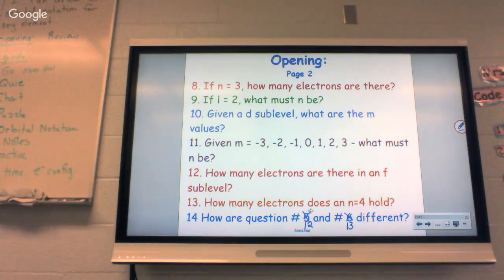Number 8 should be an easy one. But 9 through 14 are a little different than what we did on the homework and what we did in the opening. And see how we do with those. I'm not going to give you very long. I'm going to give you about 4 minutes, because I don't want you to struggle with this for 10 and then you're like, I don't know what I'm doing. And then we're going to talk about where we are.